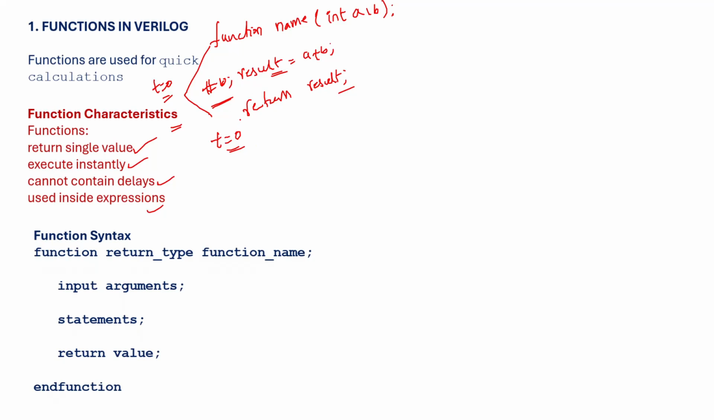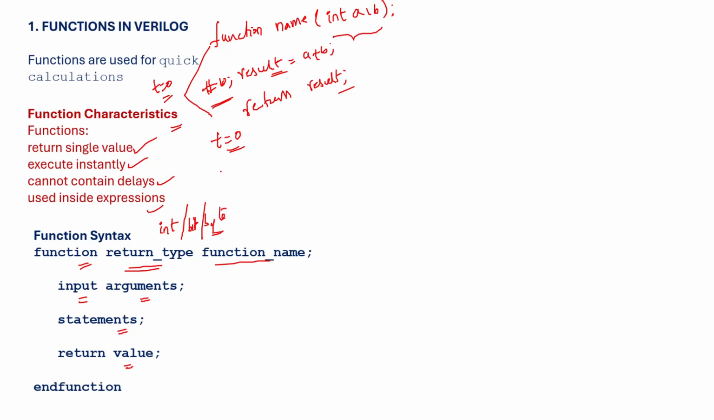This is the basic syntax of my function. We write function, the return type, and the function name. The return type may be integer or bit or byte, any data type you can write. Sometimes I will write the function arguments inside the name, or otherwise I will write them individually, like input arguments, some statements, and then return value. In this way we also write a module.